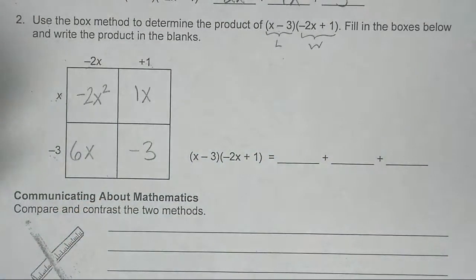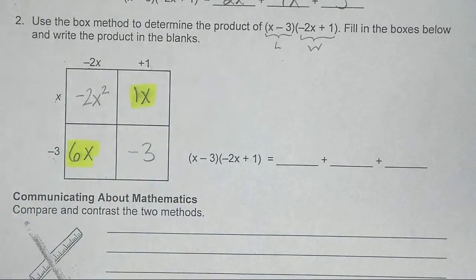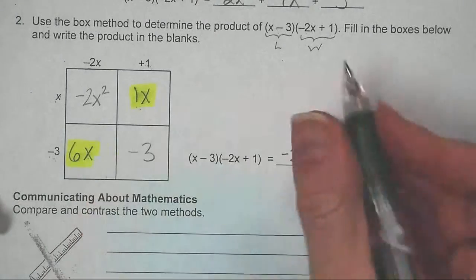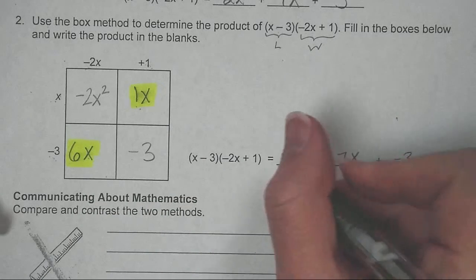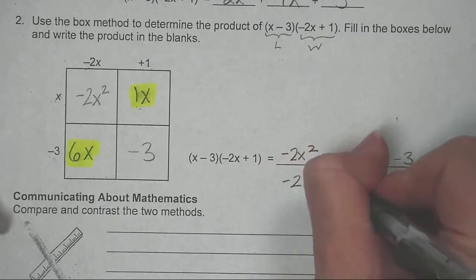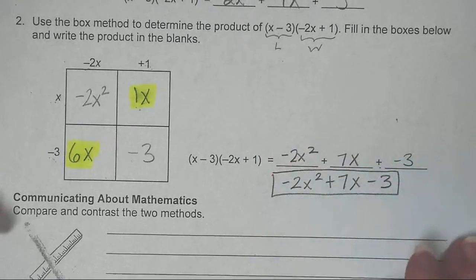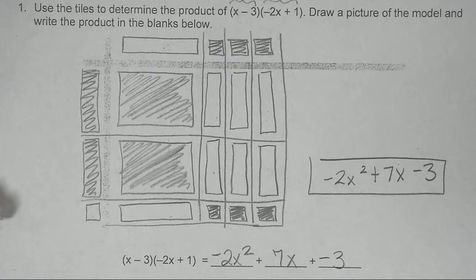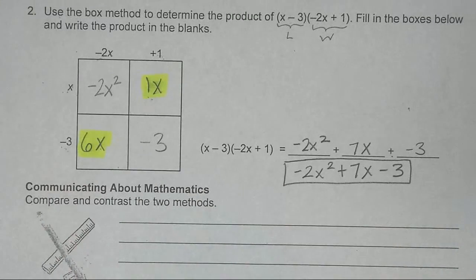Now this time, you have some like terms to combine. So we're going to combine our 6x and our 1x, which gives us 7x. So again, we have negative 2x squared. Then we have our plus 7x. And then we have our minus 3. And again, I don't like that plus and negative, so I'm going to rewrite this as minus 3. So it doesn't matter if you use the algebra tiles, like number 1, or if you use a little box method like this and just multiply each together, you'll get the same answer.